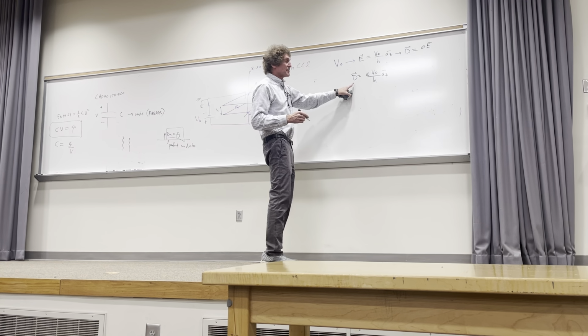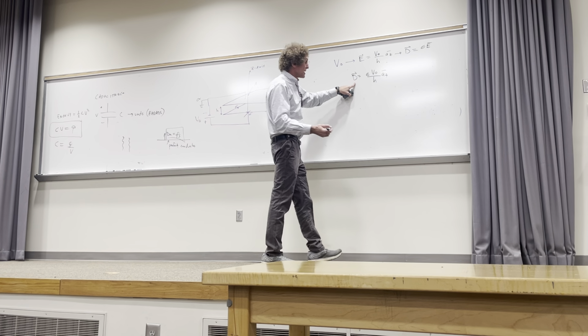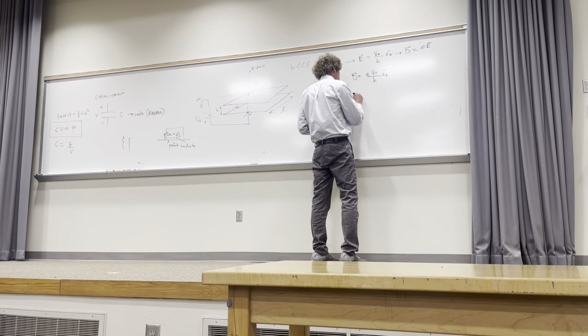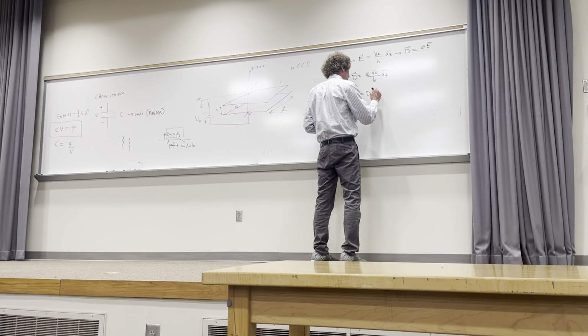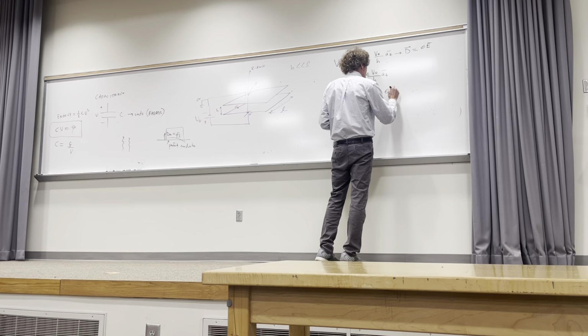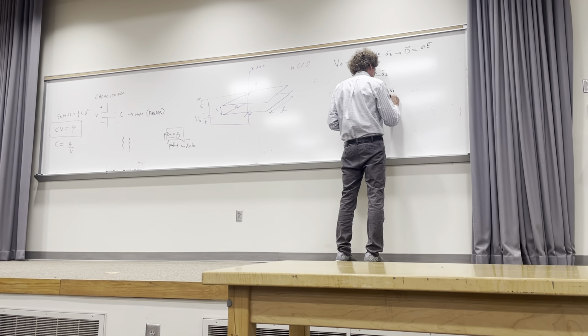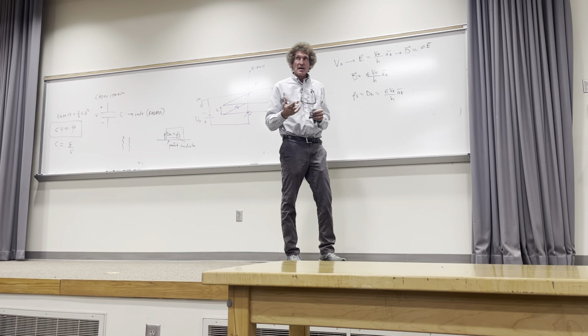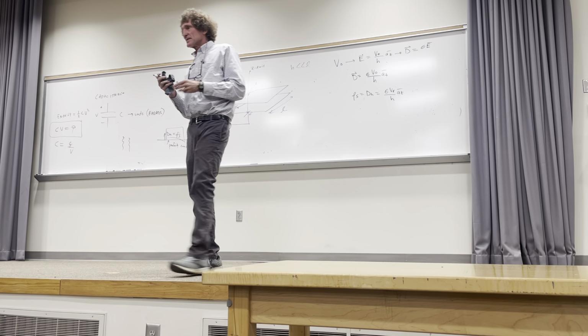So that means when I have this, it is the normal component on the surfaces, right? And that means my rho s is equal to D normal, is equal to epsilon V naught over H times a_z. And that's at the top and the bottom surface. Now remember, that's a surface charge density.